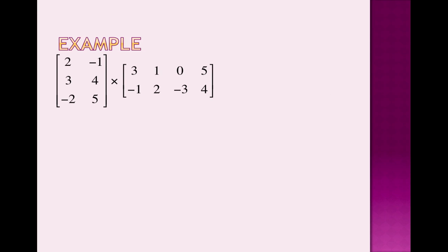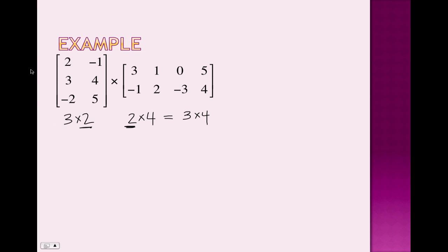So we've got the following example where we want to multiply these two matrices. First, let's make sure that we can multiply them. This matrix right here is a 3 by 2 matrix. We have 3 rows and 2 columns. And we're going to multiply that by a 2 by 4 matrix. All right, we're good. Our middle terms match, 2 and 2. Our resultant matrix is going to be a 3 by 4 matrix.